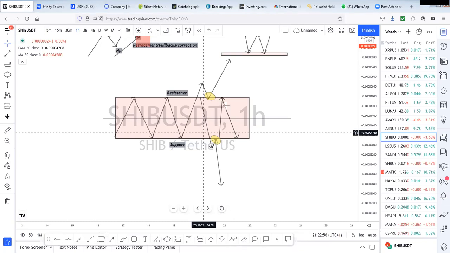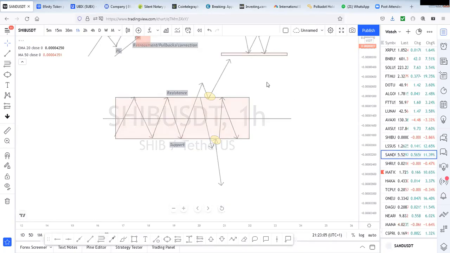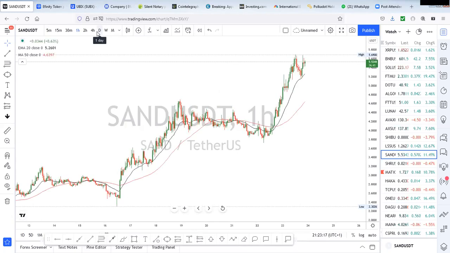Like the day that I took on FTM, I showed you guys FTM and sand. I use sand as an example. So I use sand as an example here.